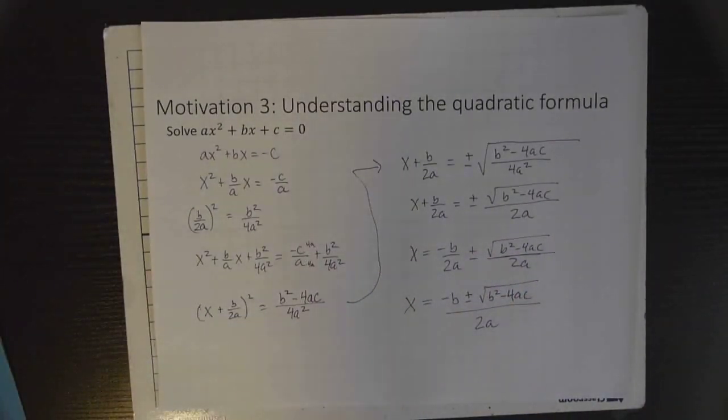So that's the third motivation for completing the square. You're able to derive the quadratic formula. And so that takes care of learning target 5.